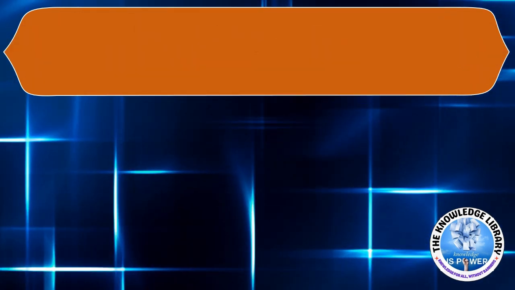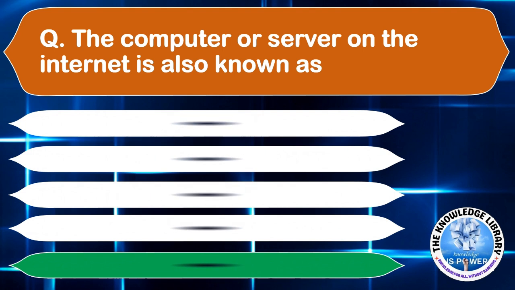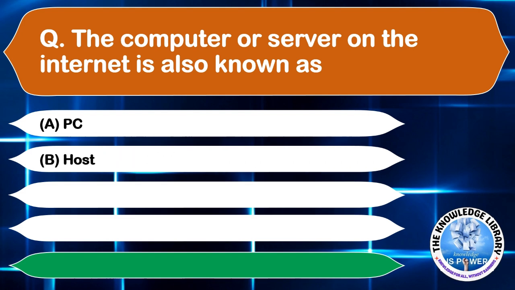The next question is, the computer or server on the internet is also known as option A, PC, option B, host, option C, browser, option D, client. The correct answer is option B, host.